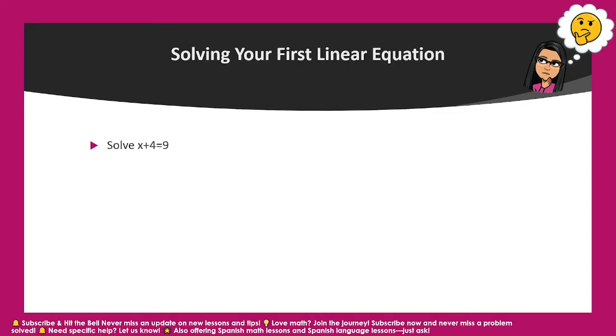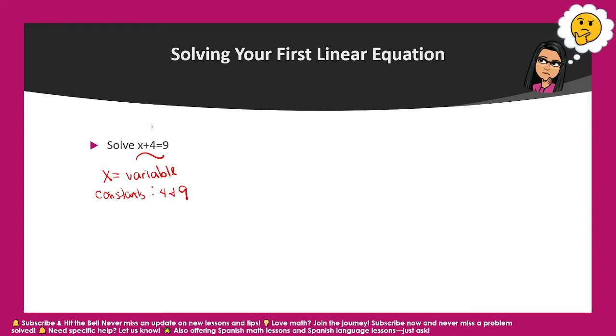So let's take a look at our first linear equation. So let's solve it. We have x plus 4 equals 9. Okay, so our variable, or the letter, is x. Remember, variable. Then we are going to have some constants, right? Which in this case are 4 and 9. Okay, the expression would be x plus 4, right? And the equation is x plus 4 equals 9.